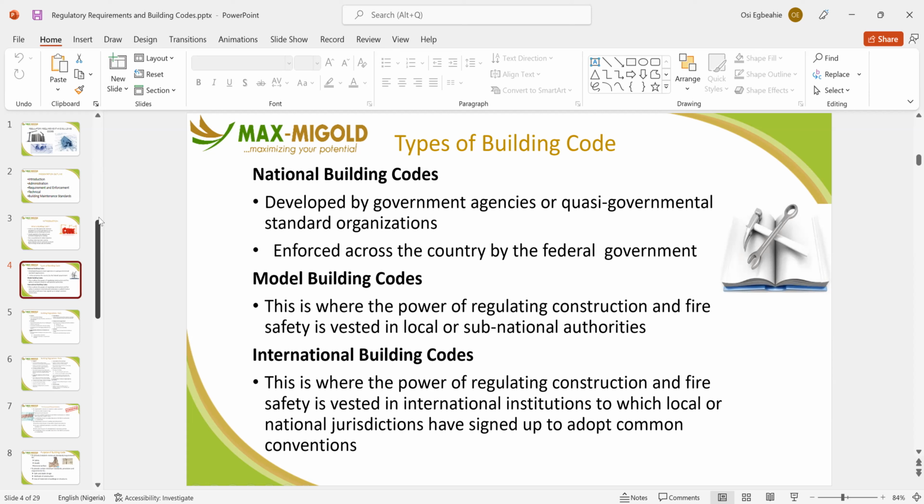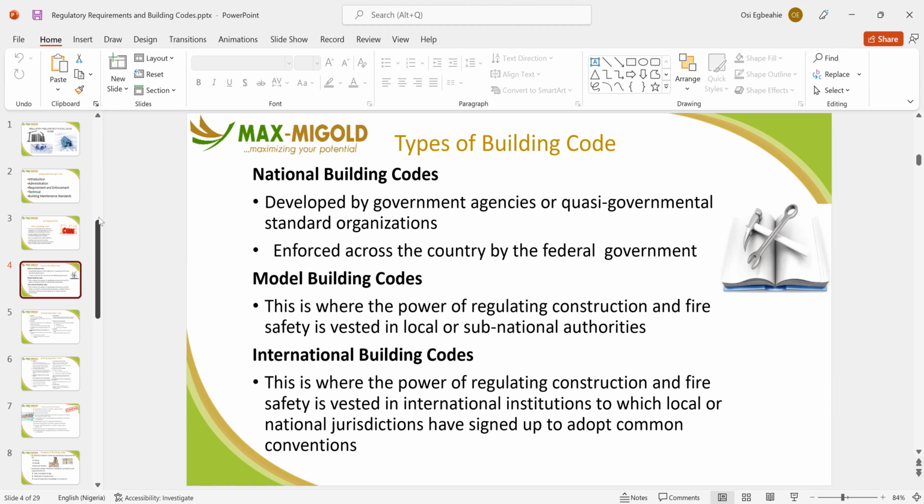Now, you have types of building code. You have the national building code, the modern building code, and the international building code. The national building code is developed by a government agency or quasi-governmental body, and its standards are enforced across the country by the federal government.